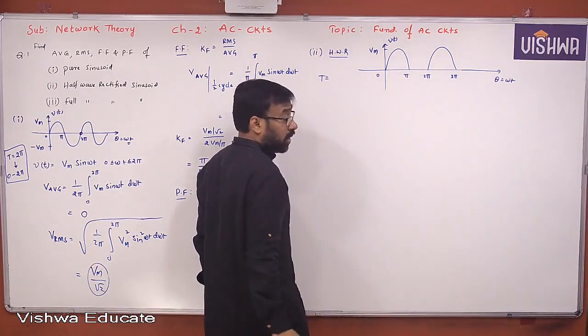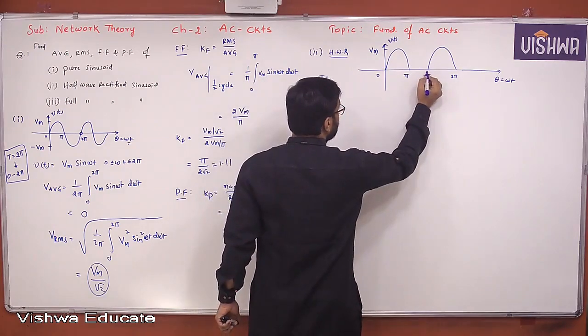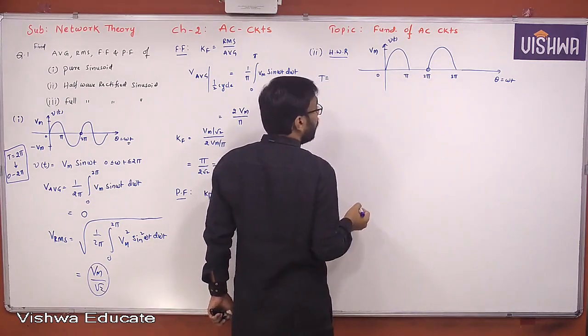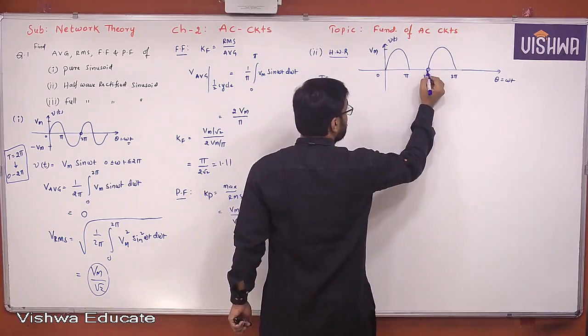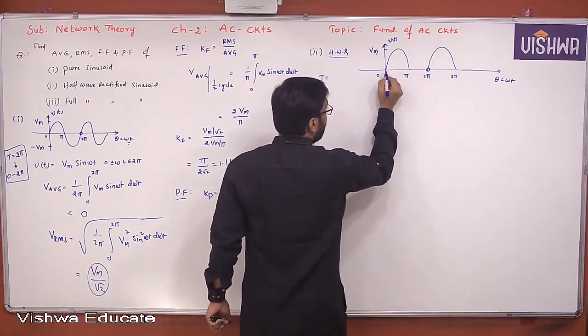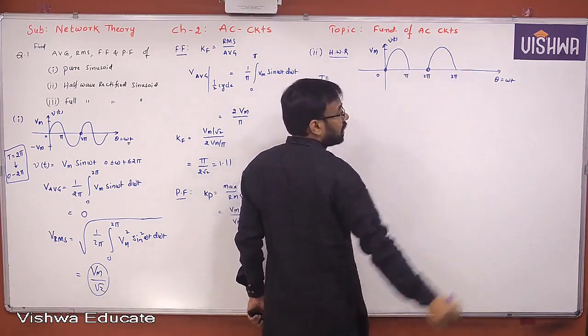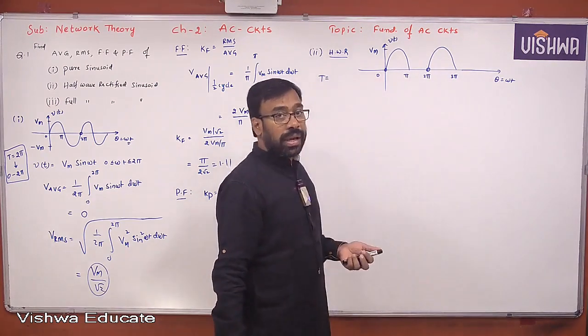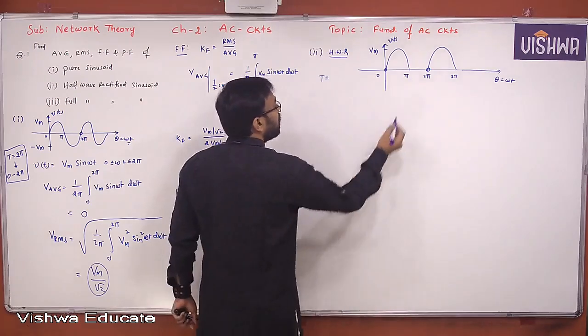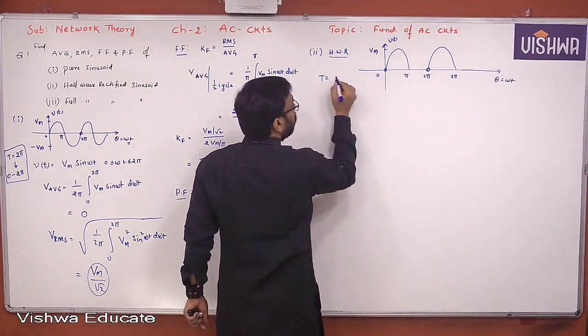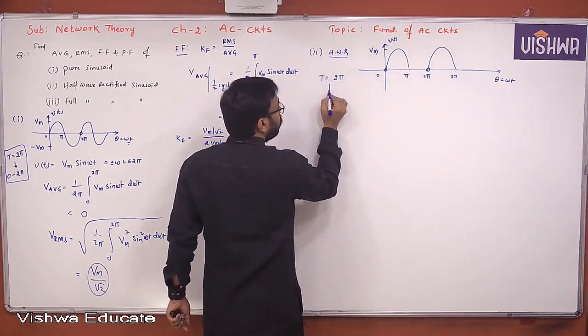It is 2 pi, right? Because the second cycle starts from here. The starting point to the point where the waveform starts repeating, that point you are supposed to identify, and then take the difference between these two. It is 2 pi. Now 0 to 2 pi.